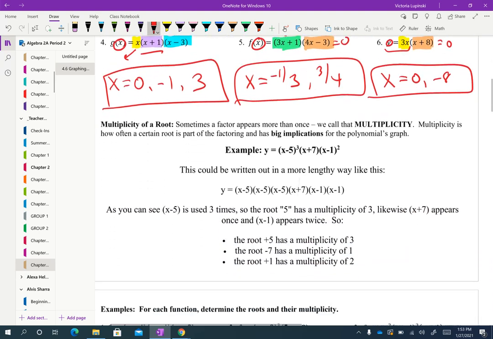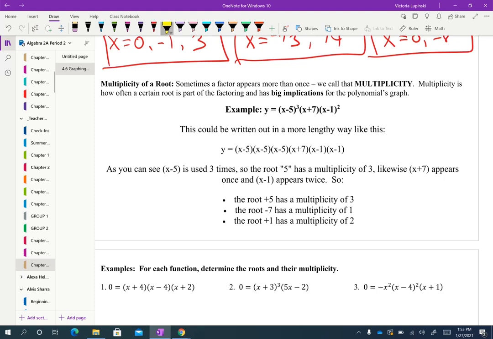What happens if something is an answer more than once? Your teacher may or may not have told you how to indicate that to this point, but we now are going to have a formal way to do it using something called multiplicity. So if a factor appears more than once, that is called multiplicity. Multiplicity is how often a certain root is part of the factoring, and the main reason why it's so important is because of the graph. Something with a multiplicity 1 does not behave the same way as a multiplicity 2, does not behave the same way as a multiplicity 3.